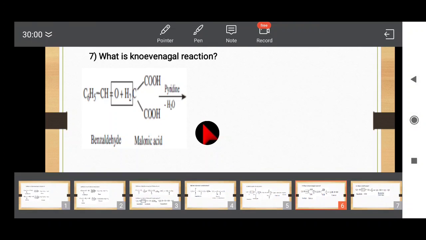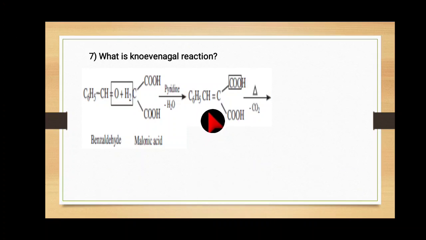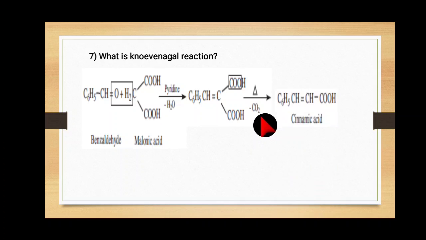So we get C6H5 CH double bond C, the carbon bonded with 2 COOH groups. This undergoes heating, so one of the carboxylic acids releases carbon dioxide. Finally we get cinnamic acid, C6H5 CH double bond CH, COOH. So just now we have seen the Perkin reaction, whose product is cinnamic acid. The Knoevenagel reaction product is also cinnamic acid.